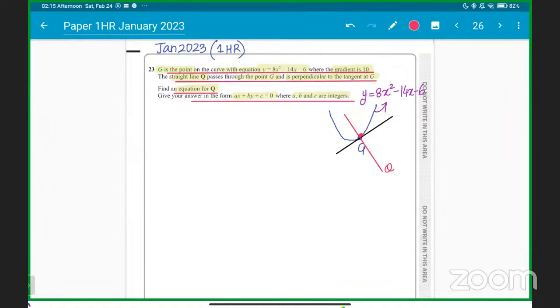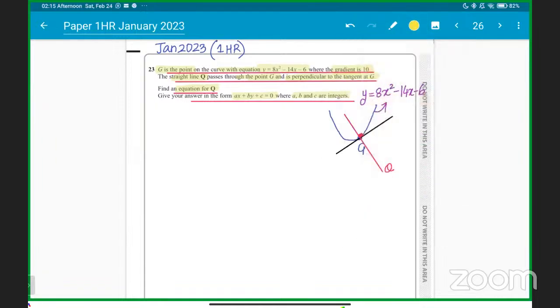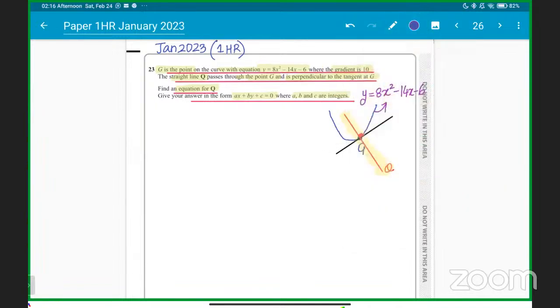Okay, understood, guys? Clear? What we need to do is simply, in the yellow highlighter, find an equation for Q. Understood? We have to find an equation for Q, guys. Is this clear? Got it? Following? Yes, sir. We have to find an equation for Q. So that is what we have to do here. Let's get started and work this out, students.